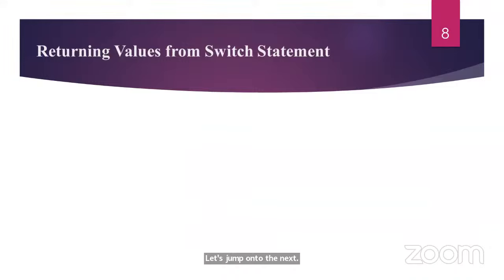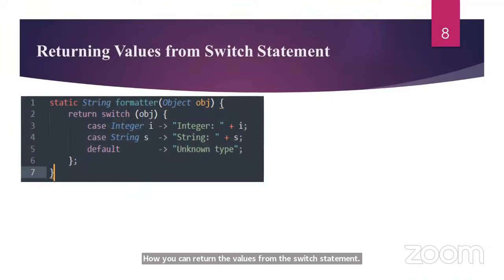Yeah. How you can return the values from the switch statement, guys. Okay. Yeah. So see here, I'm just returning some sort of values from the switch statement based on the object type. Understand, guys? I'm returning the values from the switch statement based on the object type, guys. So that is a new feature that came in Java 17. Understand? So from Java 17 onwards, you have the capability to send an object as a parameter to the switch statement. Understand?